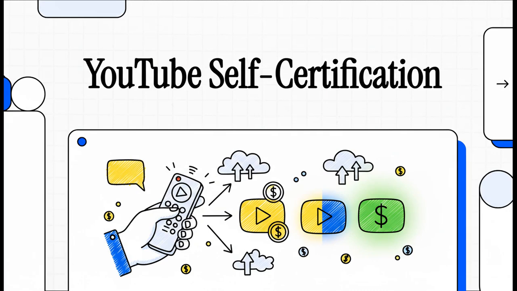Are you sick and tired of that dreaded yellow monetization icon? Well, today, we're going to demystify a feature that can totally change your monetization game on YouTube. It's called self-certification. This is your guide to taking back control, getting faster decisions, and finally turning those frustrating yellow icons into solid green ones.